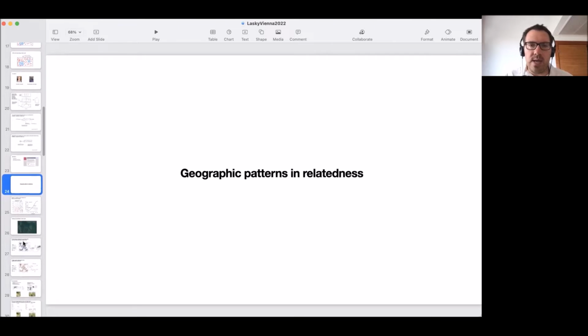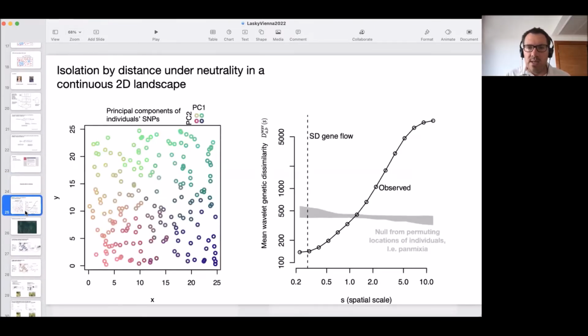Okay, so let's look at some geographic patterns of relatedness. The simplest example is this 2D continuous landscape. The whole landscape can be populated. After a long period of time, you get fairly smooth patterns of population structure across the landscape. I'm just plotting colors here to indicate the first two principal components of the SNPs. You can see that it's pretty smooth, and the two PCs essentially tell you where you are in the landscape.